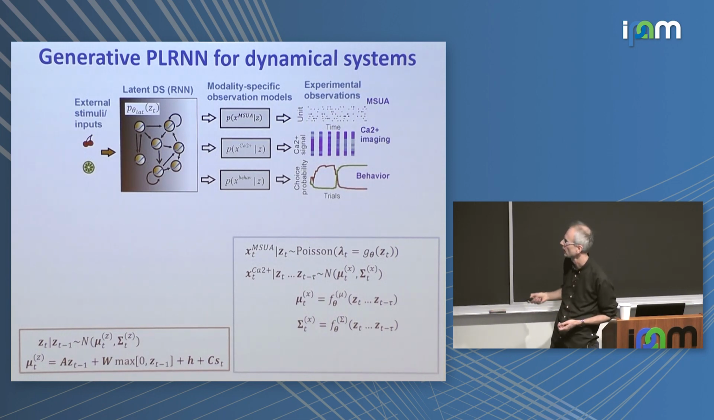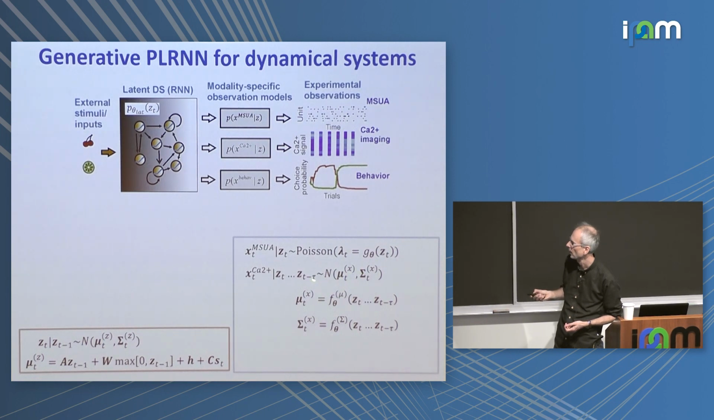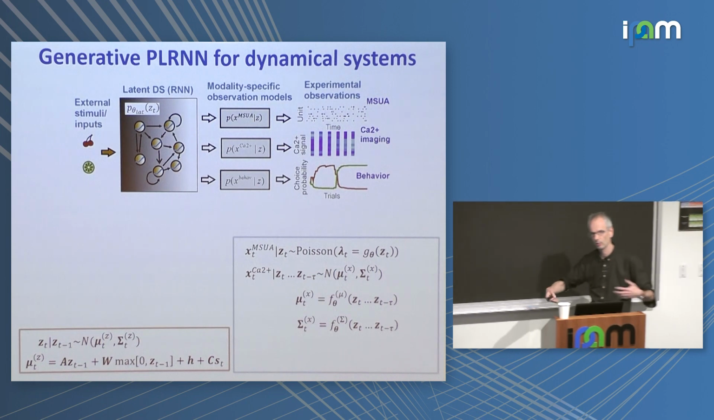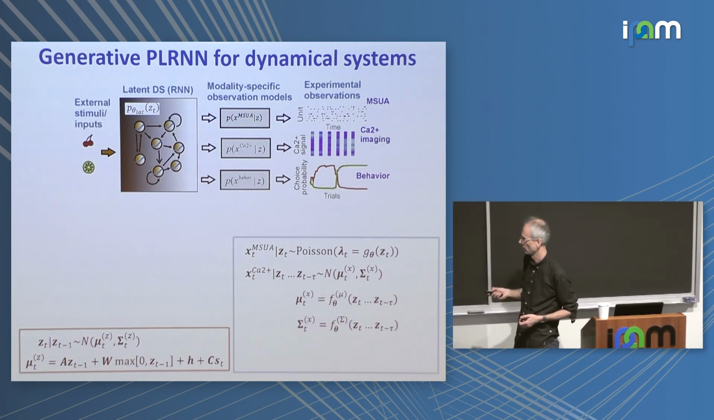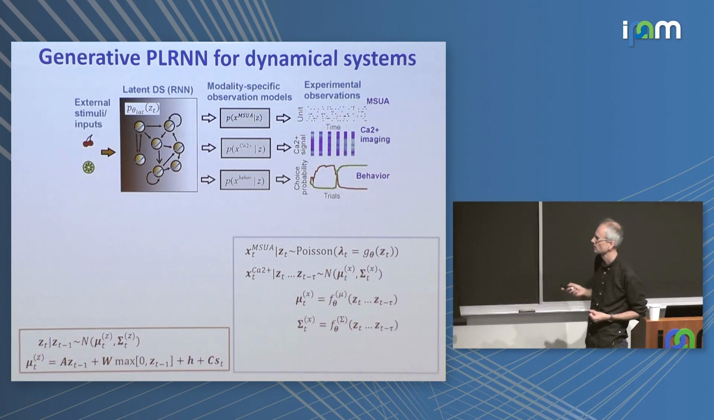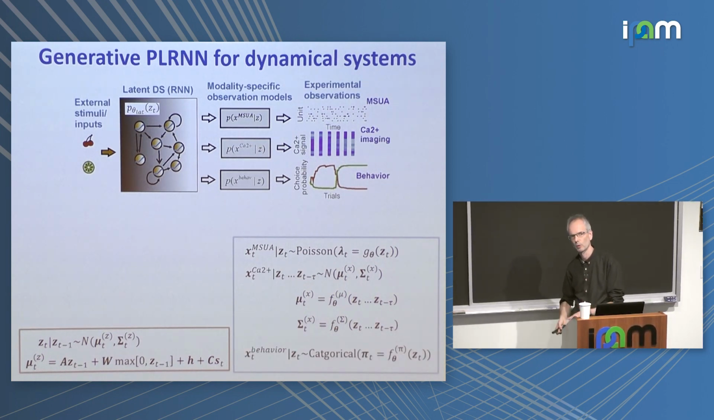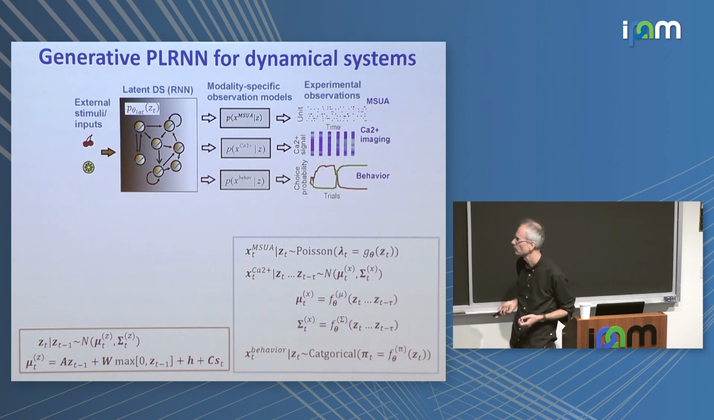Again, you might want to model that through conditional Gaussians, where the parameters of that Gaussian can, in principle, be any complicated function of your set of latent states. And for behavior, for instance, you might want to assume a categorical model. So depending on the situation, we couple our latent model to different observation models simultaneously, and then we try to use all this data simultaneously to infer our latent process model.